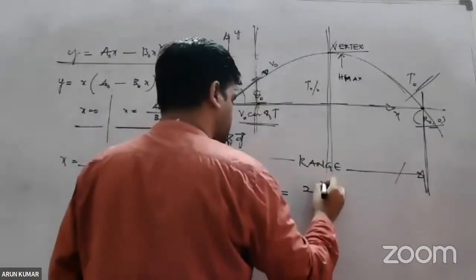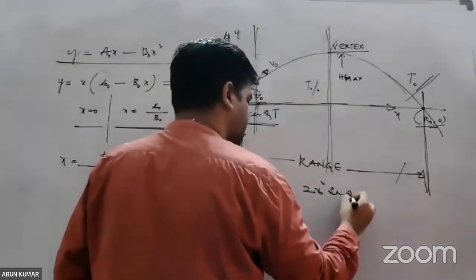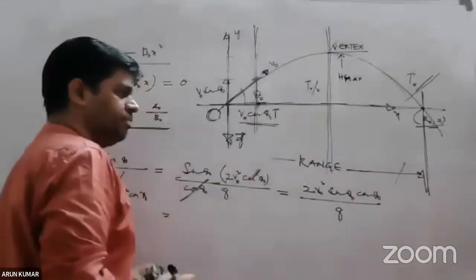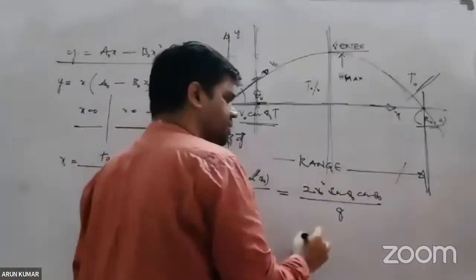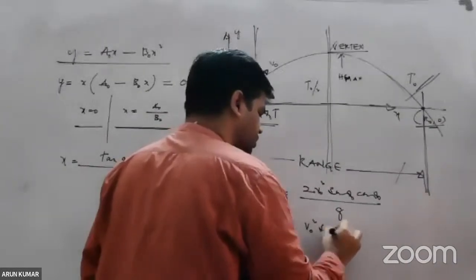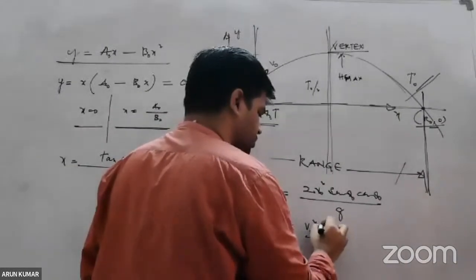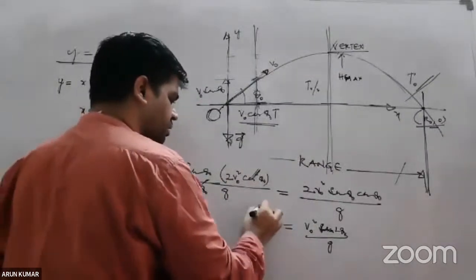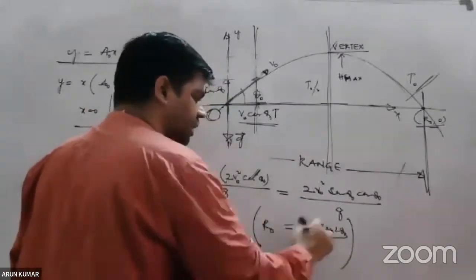I'll get 2 V naught square sin theta cos theta by G. But what is 2 sin theta cos theta? I can write this as sin 2 theta by G. So my range is nothing but V naught square sin 2 theta by G.